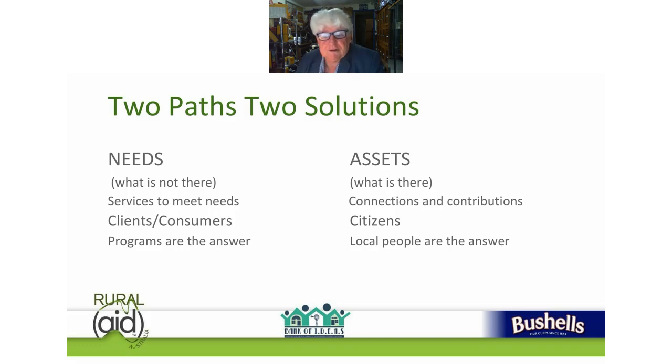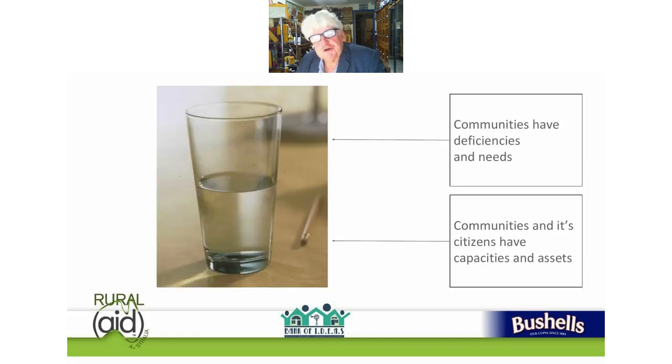But then what Kretzmann and McKnight did was to say there's another path, and that's really focusing on the assets. What is there? And it's about focusing on how we begin to connect those contributions. It's about beginning to see people in community not as clients and consumers and recipients and service users, but as citizens, beginning to see them as co-designers of what could actually happen within their own community. The asset-based model, and particularly Jody Kretzmann, always used to love this analogy. Is the glass half full or is it half empty?